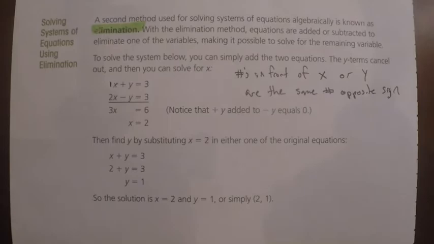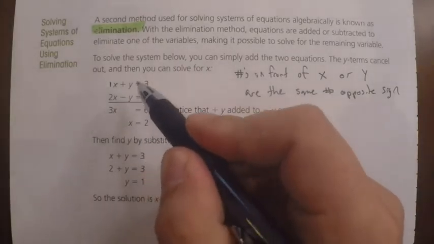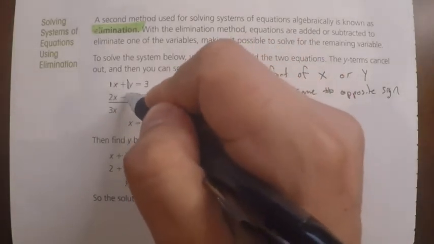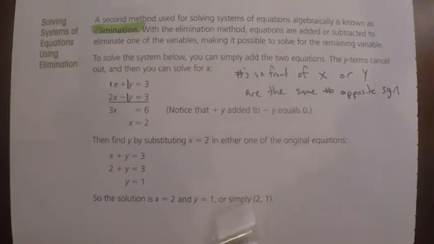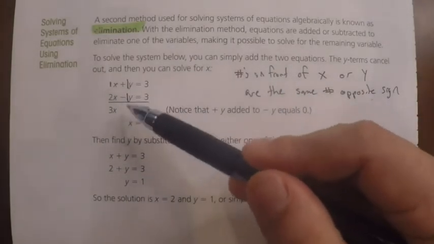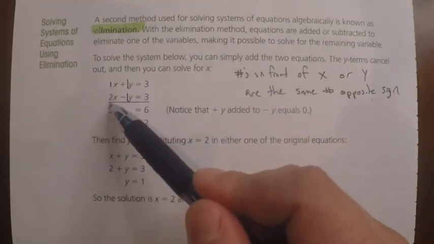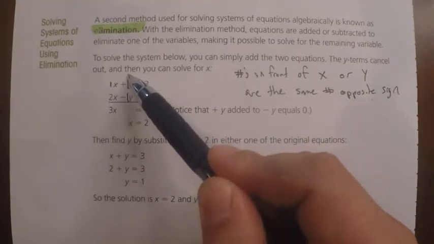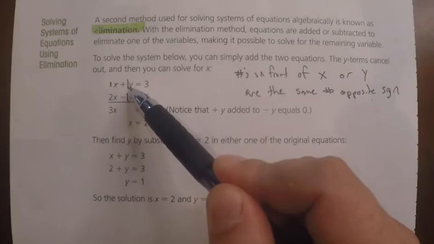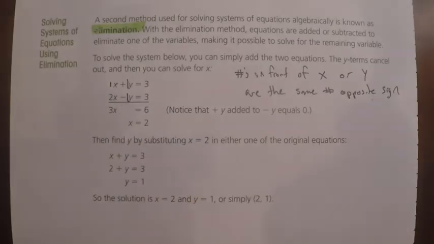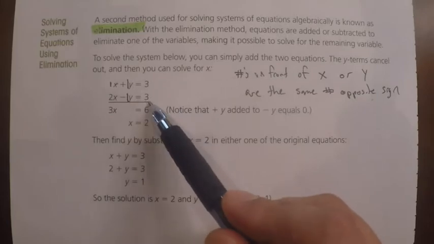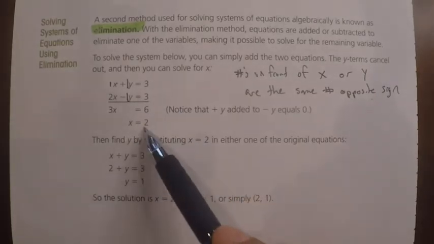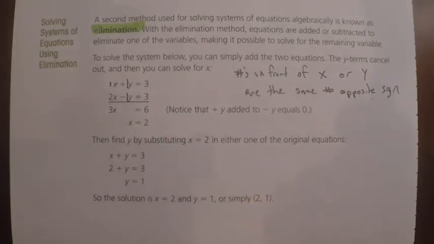So those aren't going to cancel. But if you take a look at our number in front of the y's, we have a positive 1 and a negative 1. So they're the same number, right? But they're the opposite sign. So when we add these equations together, we have 1x plus 2x is 3x. Our y's, positive 1 plus negative 1, cancels out to 0. Then we add the constants here. 3 plus 3 is 6. Therefore, x equals 2. So really quickly, we were able to solve that x equals 2.